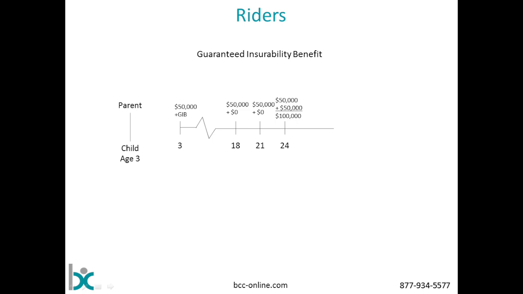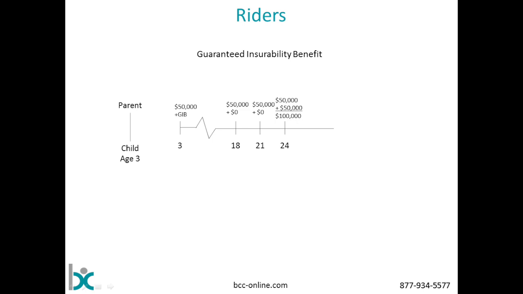Now here's the really great thing about the guaranteed insurability benefits, that it doesn't matter what decisions this child has made between 3 and 24. We don't care if they're a smoker in most cases. We don't care if they are doing dangerous jobs, if they're traveling to dangerous parts of the world, if they've had some health condition. None of that matters.